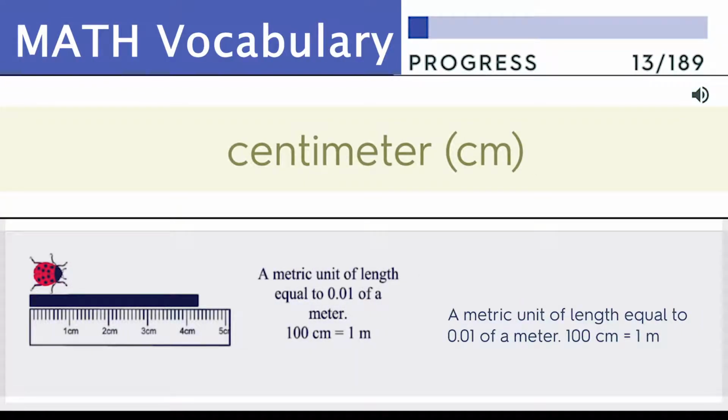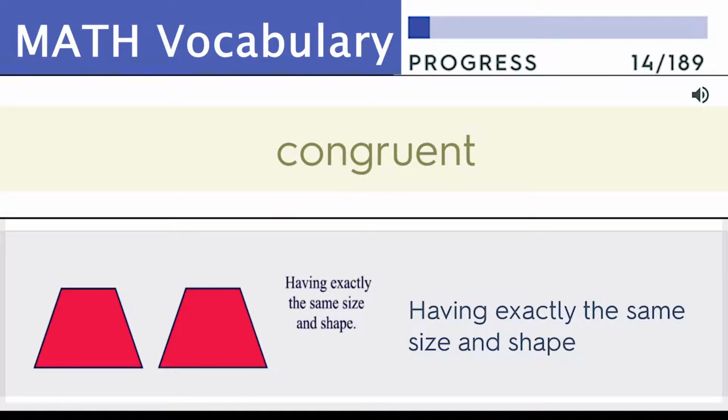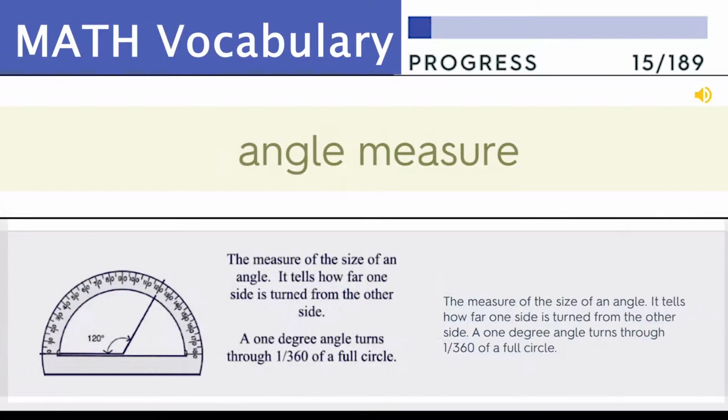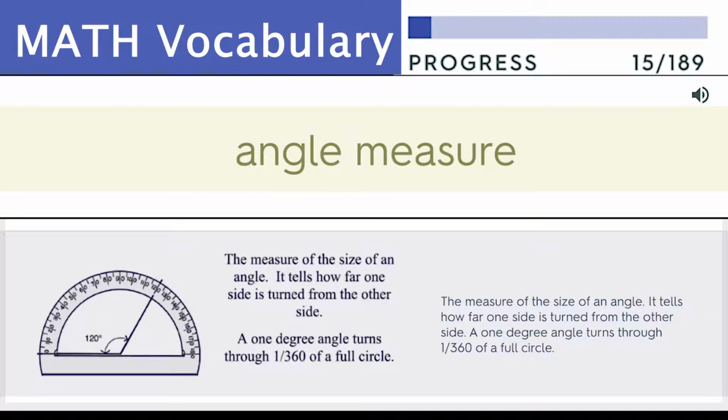Centimeter. A metric unit of length equal to 0.01 of a meter. 100 centimeters equals 1 m. Congruent. Having exactly the same size and shape. Angle measure. The measure of the size of an angle. It tells how far one side is turned from the other side. A 1-degree angle turns through 1/360th of a full circle.